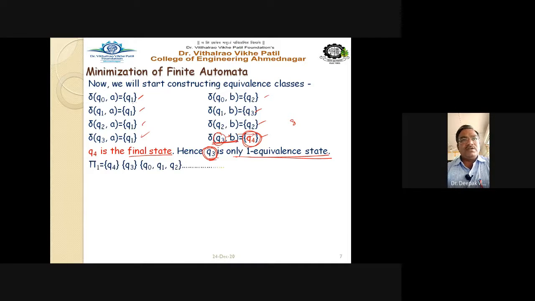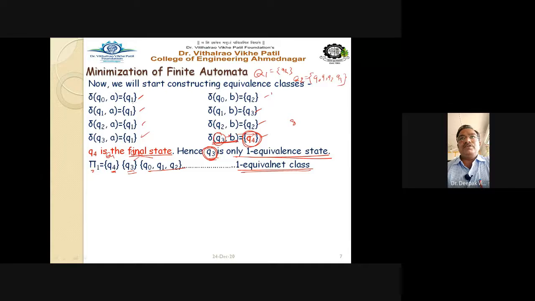So pi 1 is equal to, see here, our initial Q1, that is Q4, which contains the final state, and now Q2 is divided into two sets. Q3 we have removed separately, and all the rest of the states remain as they are. This is called the one equivalent class. Getting my point or not?